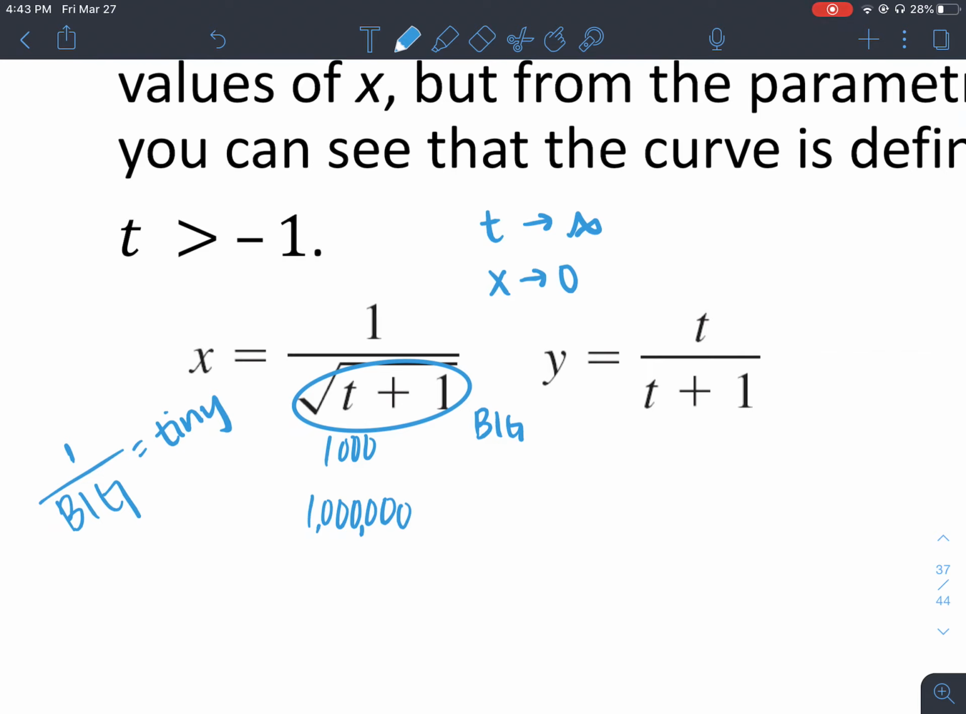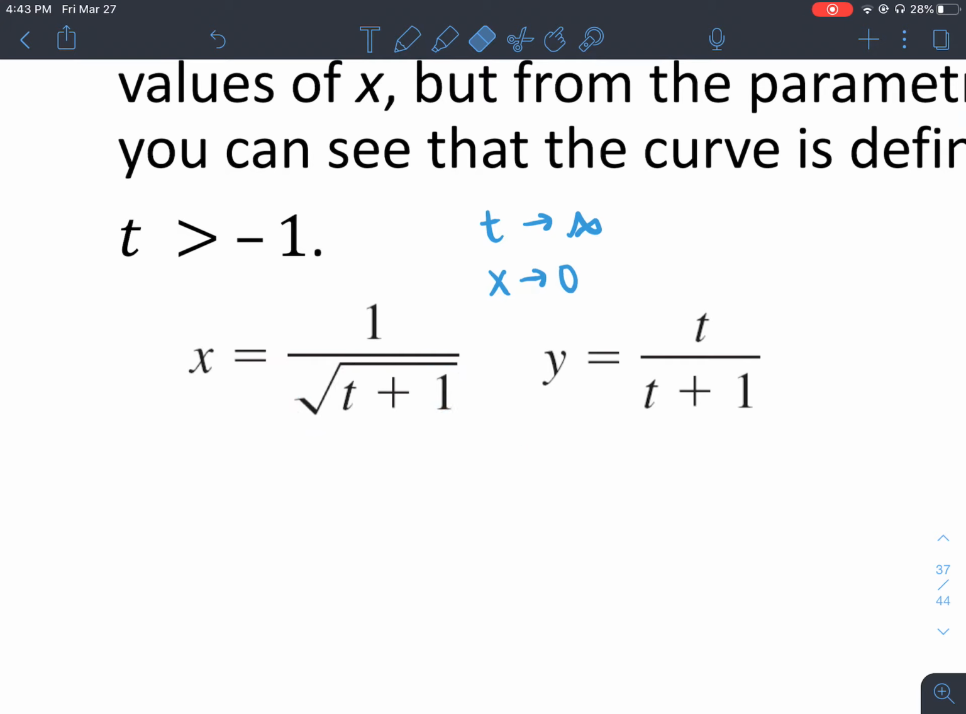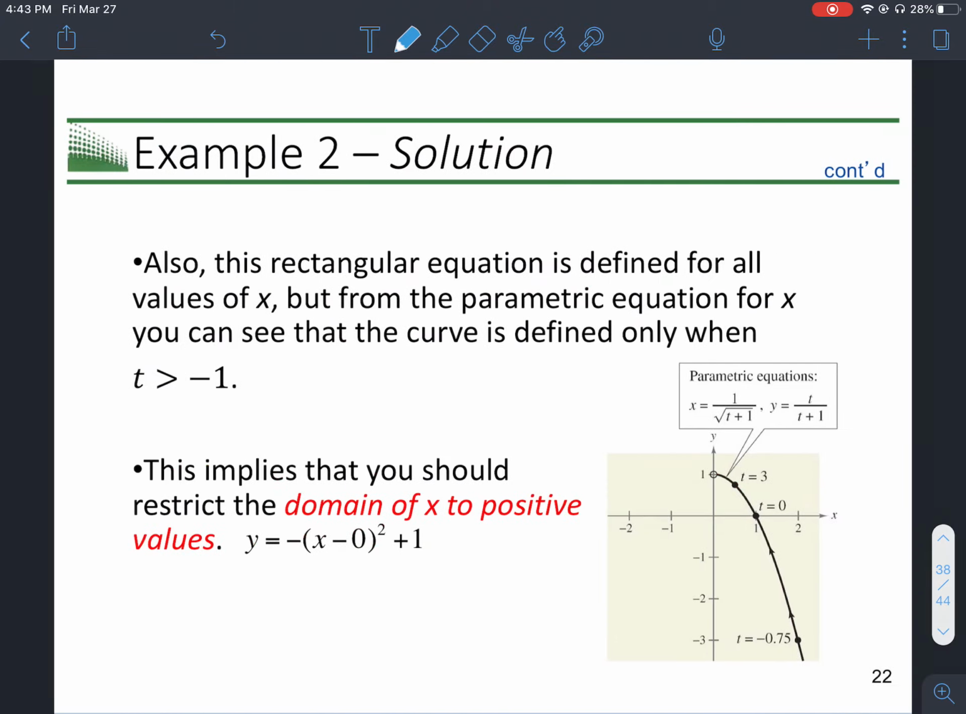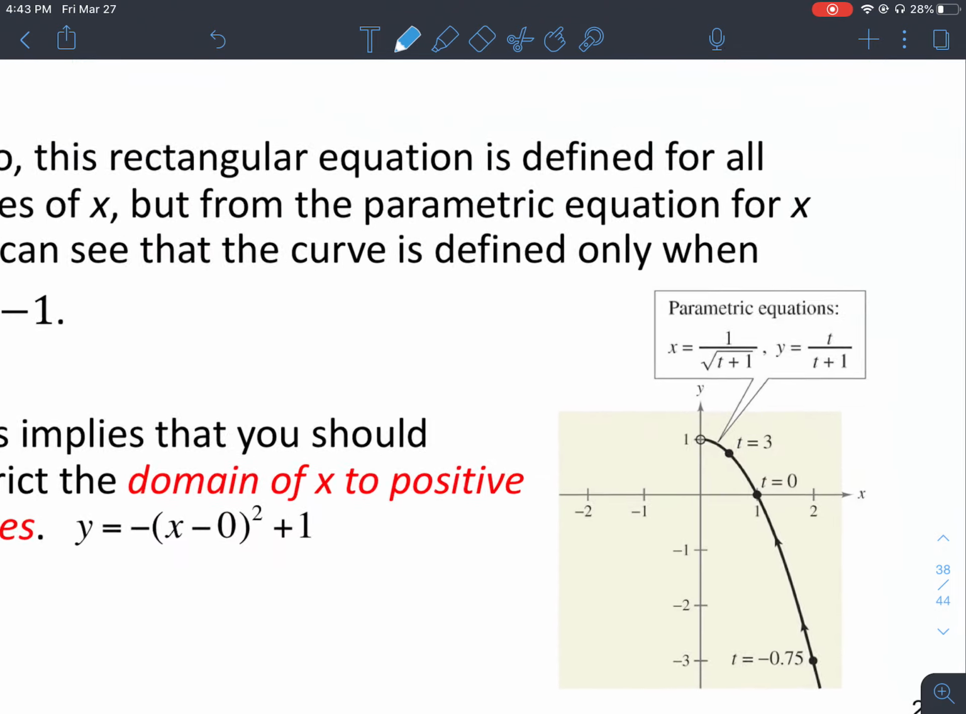So that's giving me a restriction. My x value can never be negative. Think through the values that you can get back for x from this equation. No matter what values you put in for t, as long as t is greater than or equal to 0, my denominator is going to be positive, and my numerator, 1, is positive. So positive over a positive is always positive. So my x value is always going to be positive. So x is going to be greater than 0. It's never going to equal 0, but it's going to be greater than 0. So that gives us this restriction on our parabola. My domain for x is restricted to positive values only.